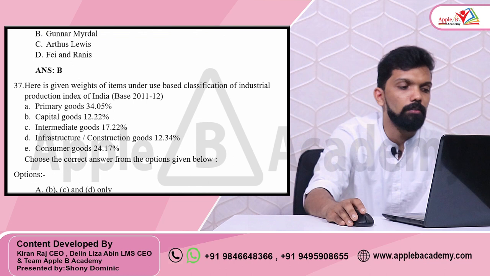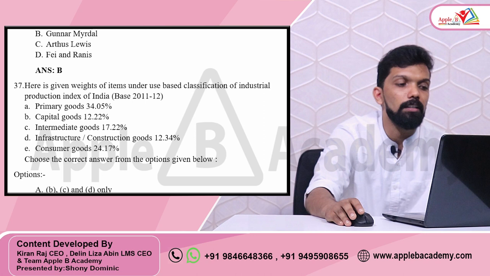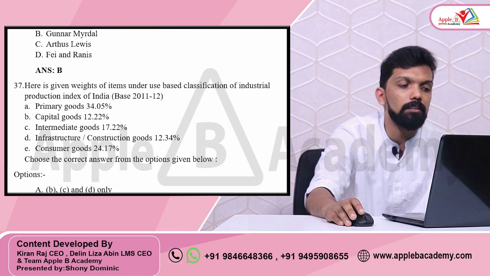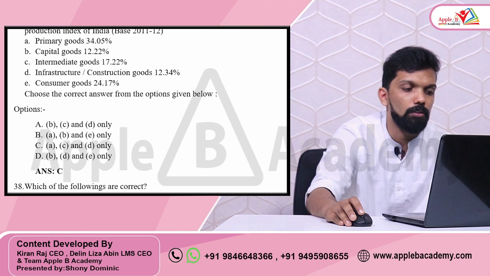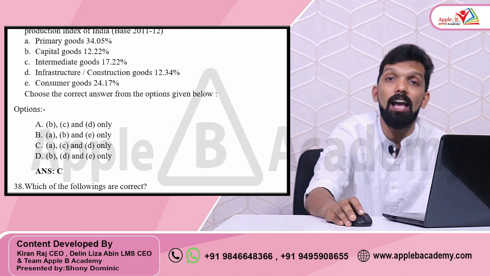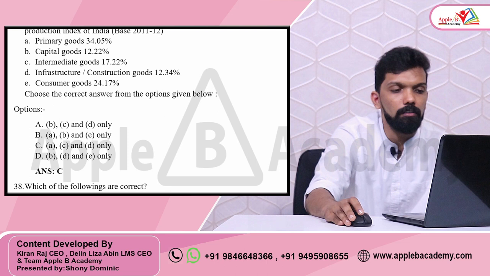So the next one: here is given the weight of items under use-based classification of the Index of Industrial Production of India, base year 2011-12. Primary goods 34.05%, capital goods 12.22%, intermediate goods 17.22%, infrastructure and construction goods 12.22%, 3.34%, consumer goods 24.17%. So we have to identify the correct weightages in the statements. So the right answer for this question is option C, which is statements A, C and D only correct. So the primary goods, the intermediate goods and the D, infrastructure and construction goods weightages are the correct ones.